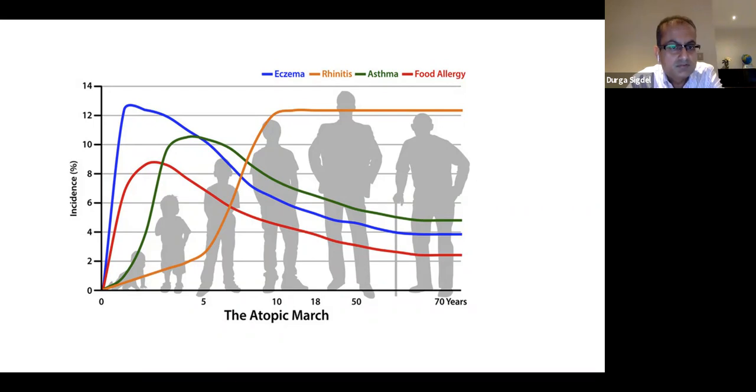Similarly, another example is food allergy. In the red line here, the food allergy incidence goes up in 2-3 years, and then it gradually comes down and persists at a lower level later in life. It is mainly due to milk and egg allergy. As you can see, most children with milk and egg allergy grow out of it. But some children may develop nut allergy and other food allergies, and their food allergy persists later in life. The other example you can look at is asthma, in the green line here.